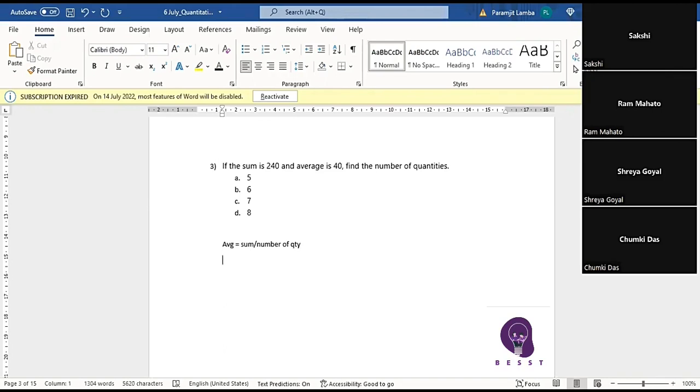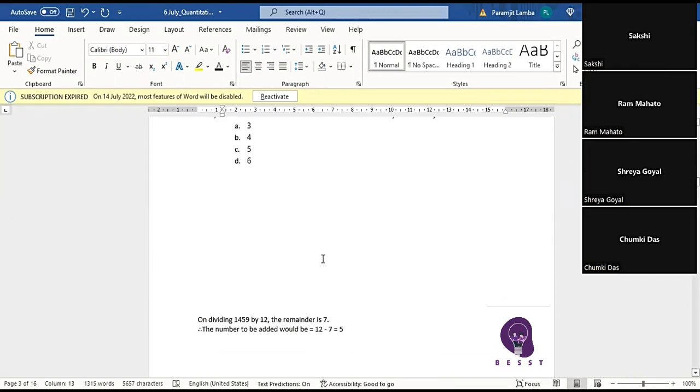So this is the formula. Average is equal to, what is average? Sum divided by the number of quantity. So number of quantity becomes sum divided by average, right? Which is equal to 240 divided by 40. Correct? The answer is 6. Everyone got it? Has everyone understood?